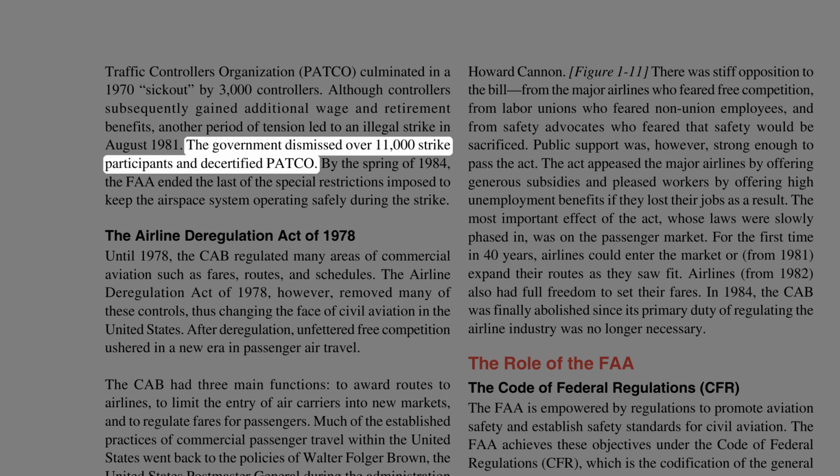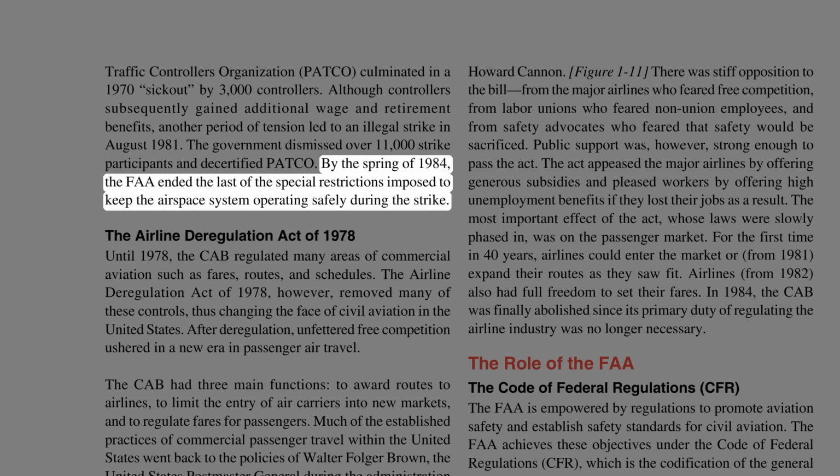The government dismissed over 11,000 strike participants and decertified PATCO. By the spring of 1984, the FAA ended the last of the special restrictions imposed to keep the airspace system operating safely during the strike.